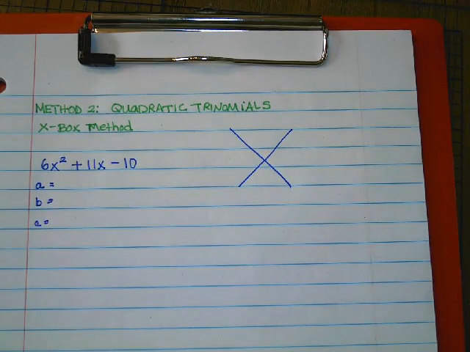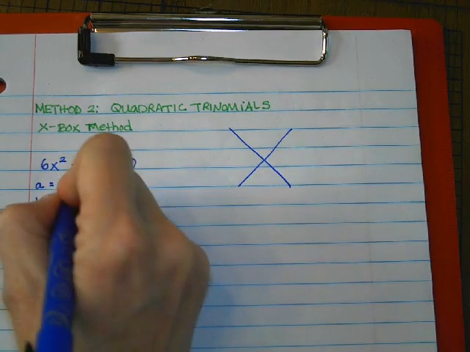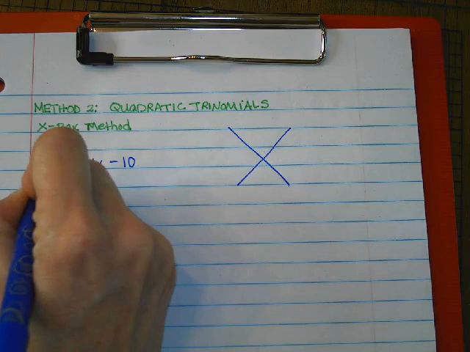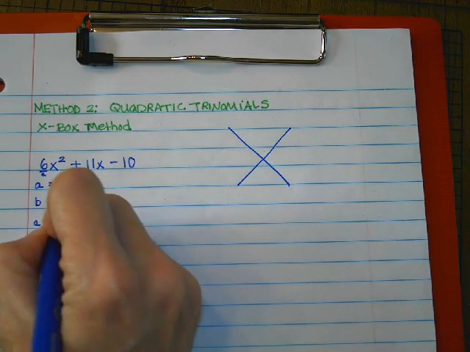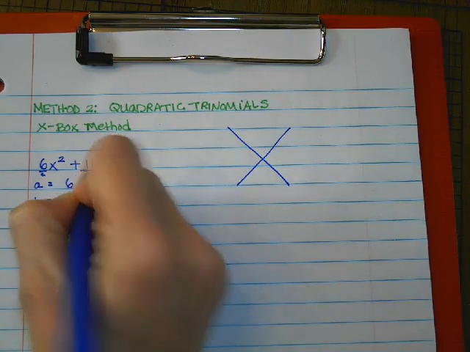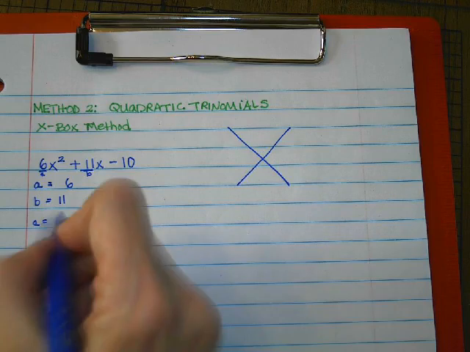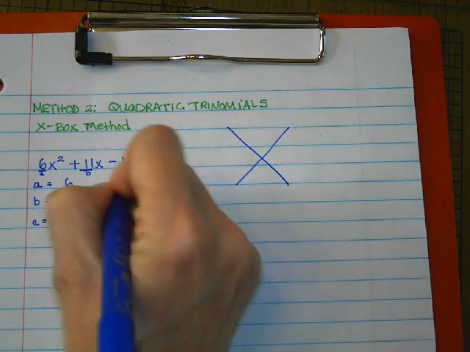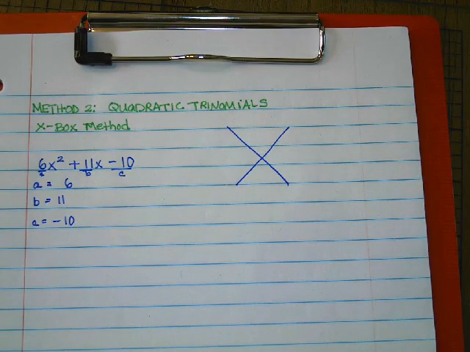All right, Keon, who is my A value? That is right, it is 6. There it is, A value. Who is my B value, Keon? That's right, it's 11. Right there's my B value. And who is my C value, Keon? That's right, negative 10. Great job using that negative sign, realizing the sign to the left determines whether it's positive or negative. All right, so here we go.